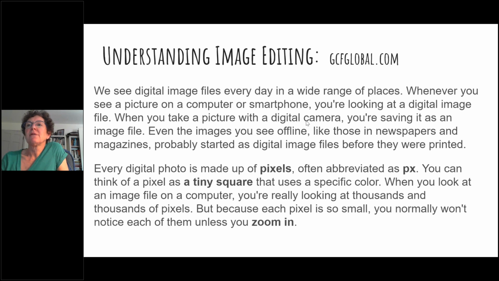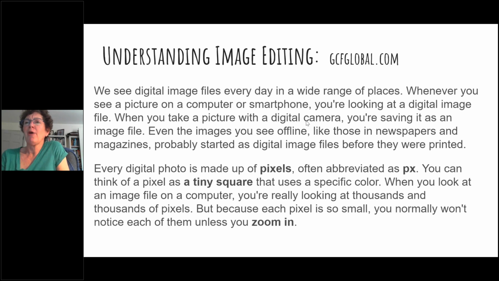Every digital photo is made up of pixels, often abbreviated as px. You can think of a pixel as a tiny square that uses a specific color. When you look at an image file on a computer, you're really looking at thousands and thousands of pixels. But because each pixel is so small, you normally won't notice each of them unless you zoom in.